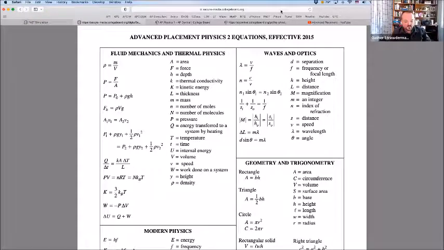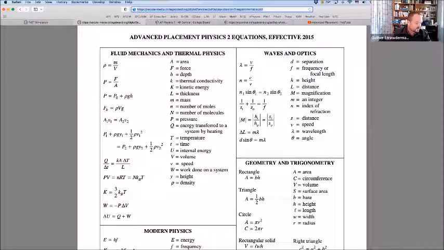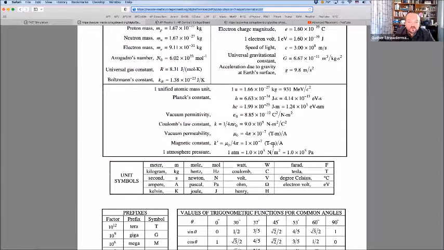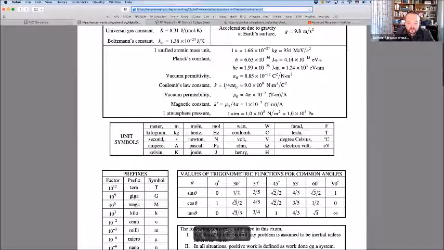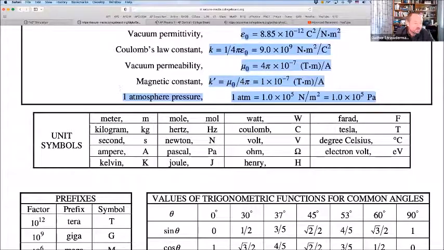So here's the current AP Physics 2 equation sheet. And if I scroll to the top and look at the table of information, you'll notice that it gives you one atmosphere as 100,000 newtons per square meter or 100,000 pascals, also 1 × 10^5 pascals. So this is a value that they give you in the equation sheet. The density of water is not a value they give you in the equation sheet.